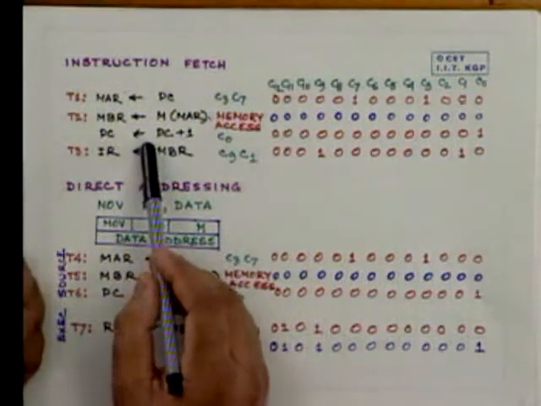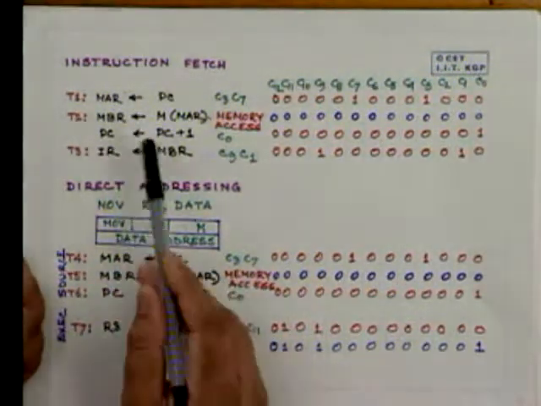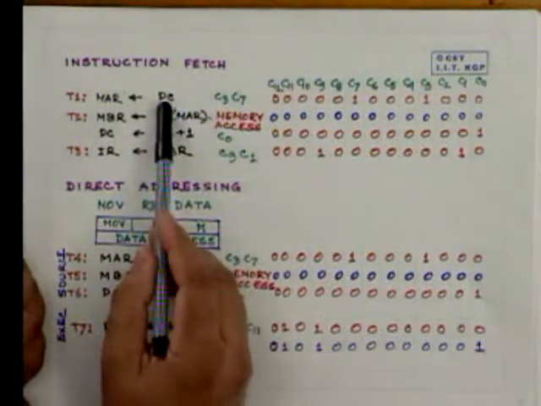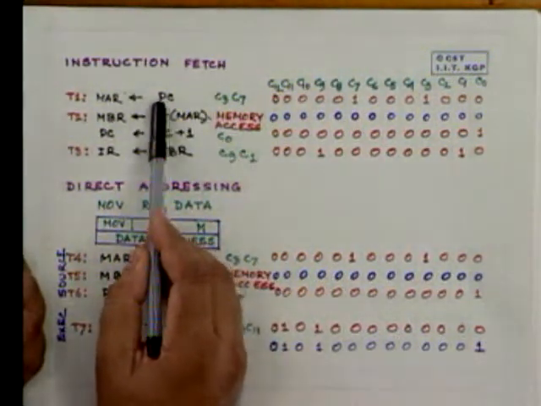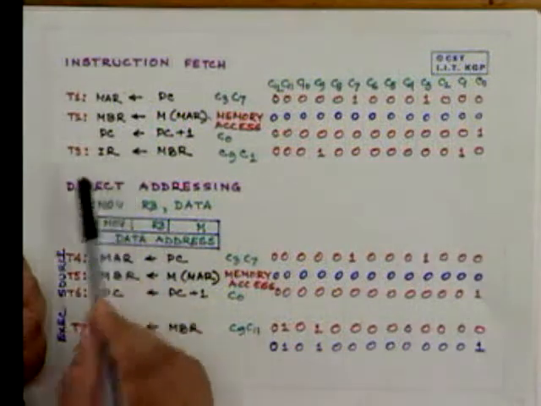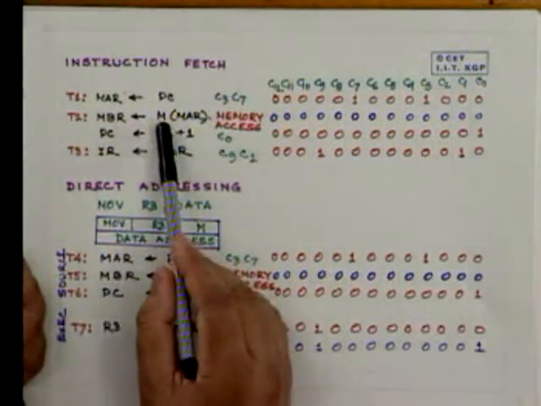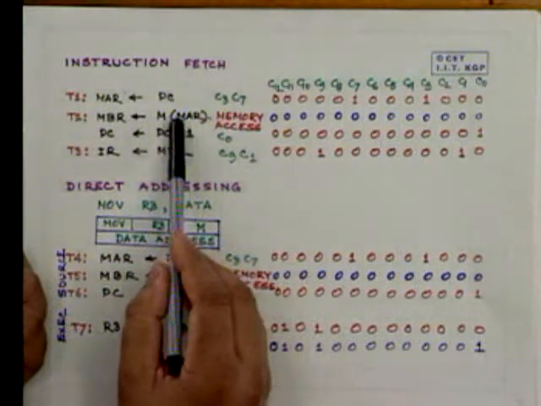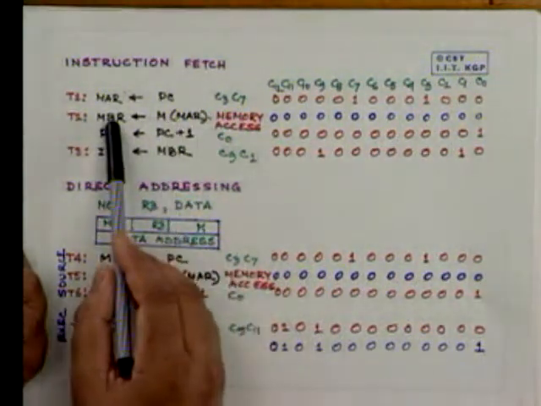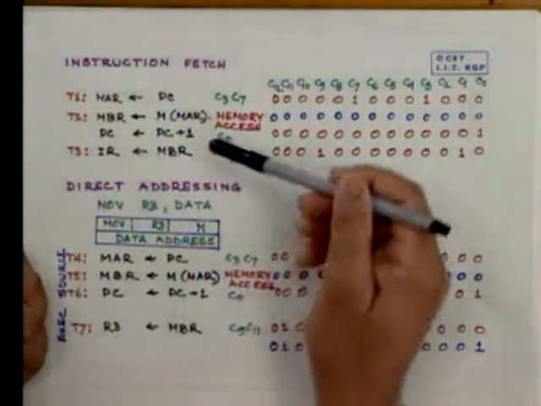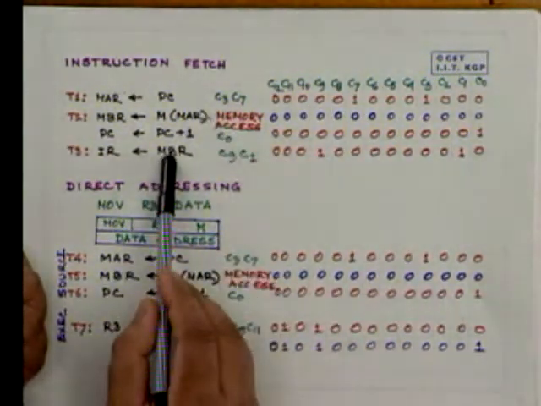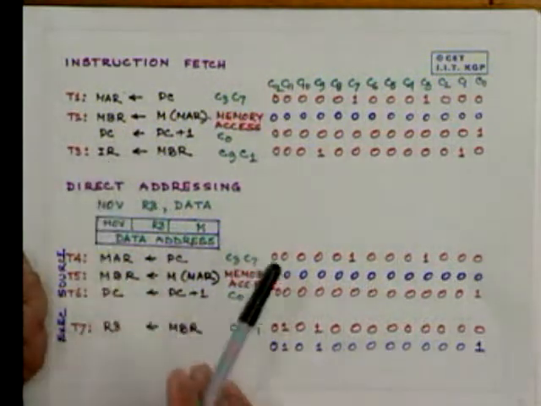As we have seen already, in the case of an instruction fetch, first the content of program counter should come to memory address register. Then the content of the memory at memory address register location should come to the memory buffer register. Program counter should be incremented by 1, and the content of memory buffer register should come to the instruction register.